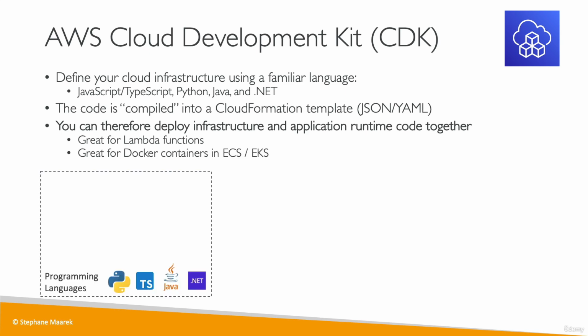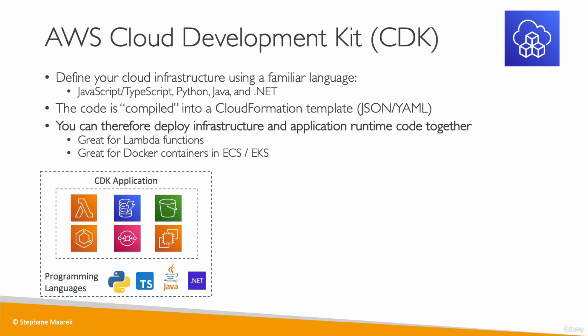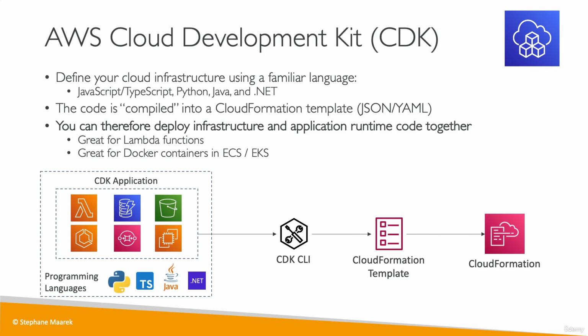So let's take an example. Let's choose Python as a programming language. We're going to write our own CDK application in Python, and we're going to define a Lambda function, a DynamoDB table, and maybe 4 other services in AWS. Then this CDK application, using the CDK CLI, is going to be transformed into a CloudFormation template. And that generated CloudFormation template can then be applied into CloudFormation to deploy our infrastructure.